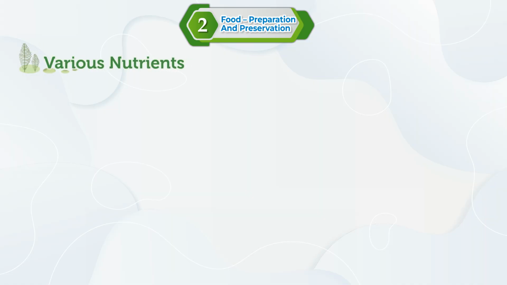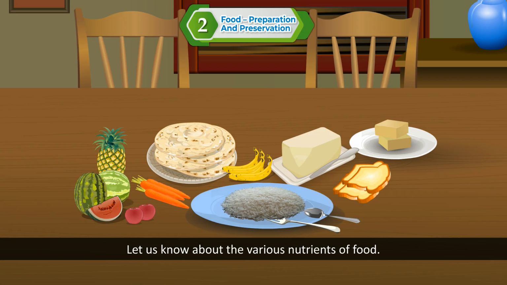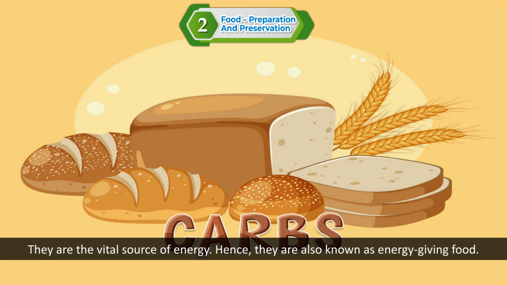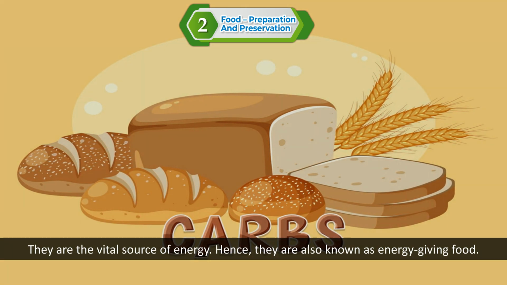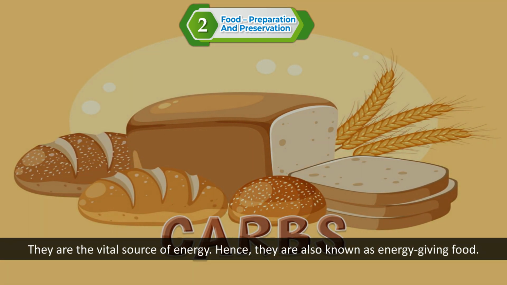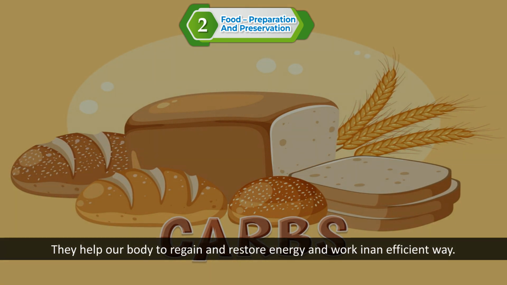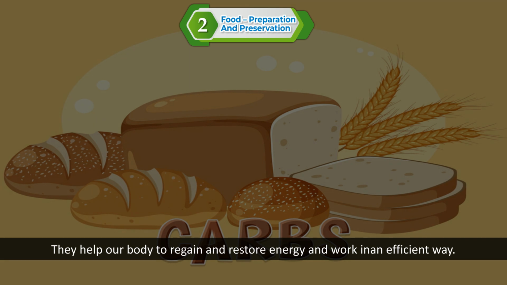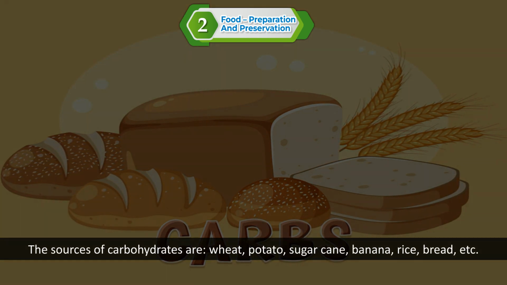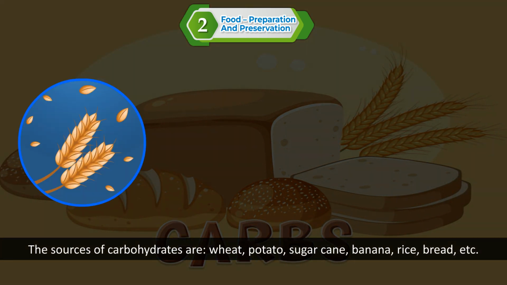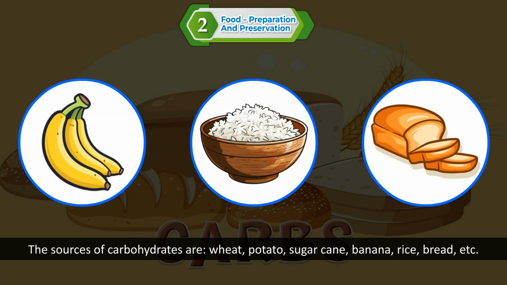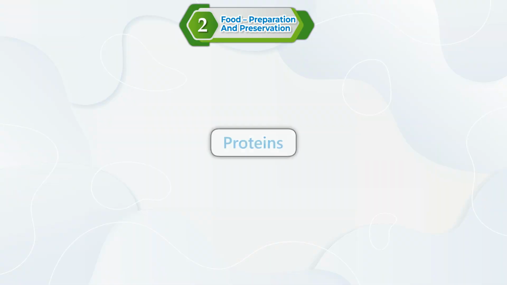Various nutrients. Let us know about the various nutrients of food. Carbohydrates. They are the vital source of energy. Hence, they are also known as energy-giving food. They help our body to regain and restore energy and work in an efficient way. The sources of carbohydrates are wheat, potato, sugarcane, banana, rice, bread, etc.